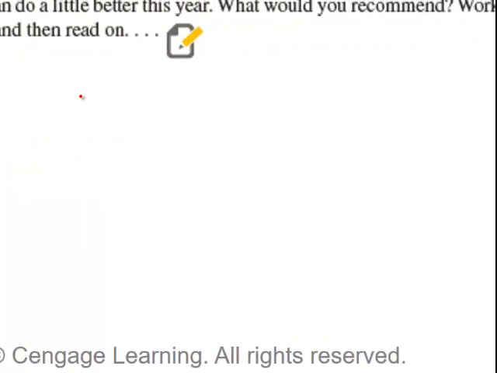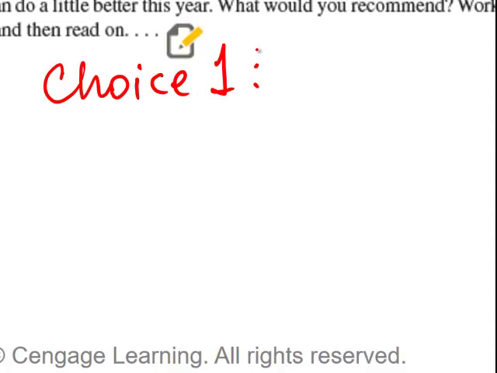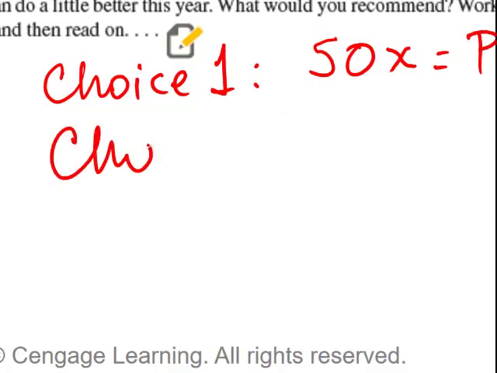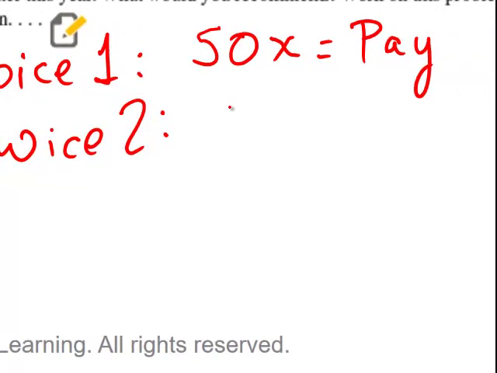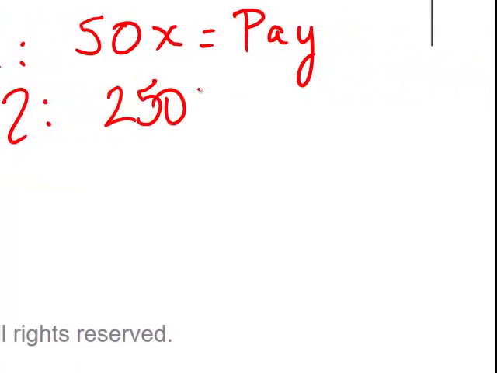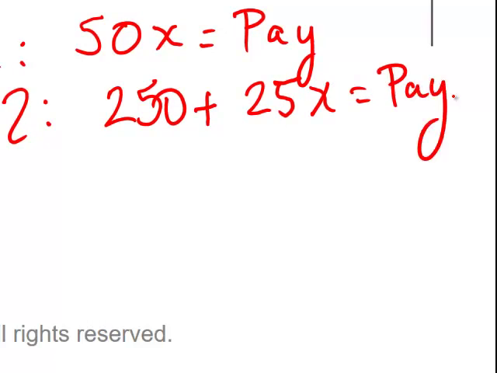So I have 2 choices. I have choice 1. I can get $50 for every computer she sells. So 50 times x could be her pay. Or choice 2 could be 250 a week, so she gets $250 no matter what, plus 25 times however many computers she sells, and that could be her pay.